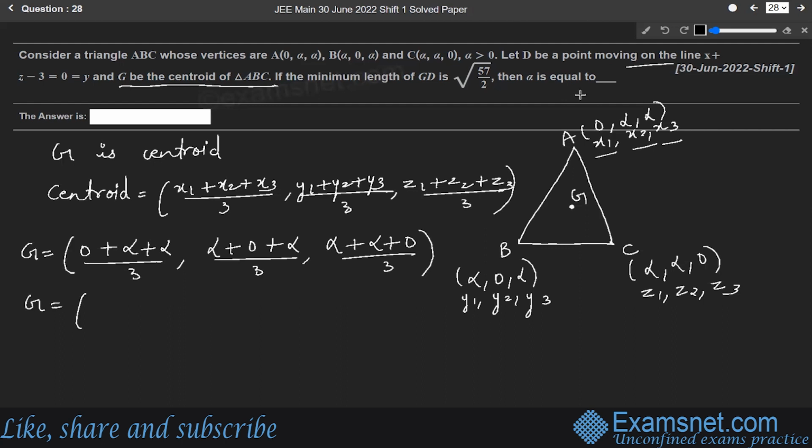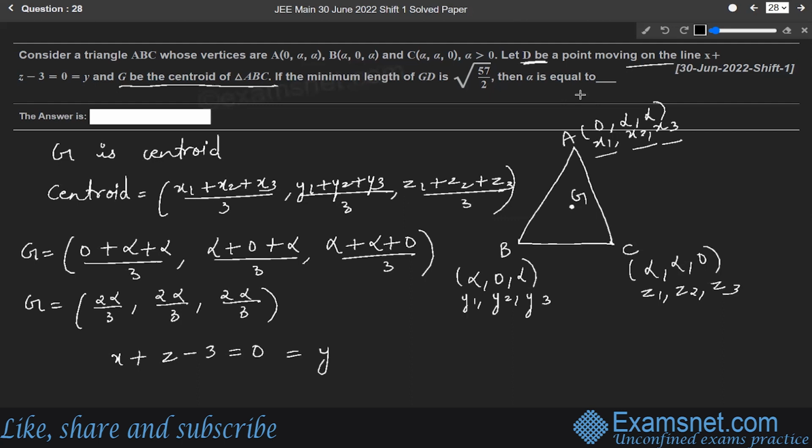On adding this, alpha plus alpha is 2 alpha divided by 3. Again alpha plus alpha is 2 alpha divided by 3. And again alpha plus alpha is 2 alpha divided by 3. This is the value of the centroid, which is 2 alpha by 3, 2 alpha by 3 and 2 alpha by 3. It is also given that D is a point that is moving on the line x plus z minus 3 is equal to 0 is equal to y.